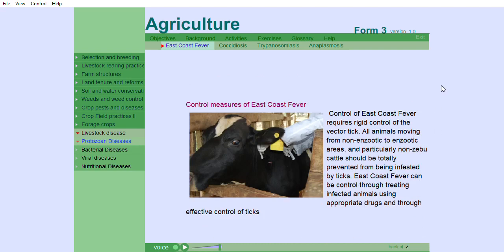Control measures of East Coast fever. Control of East Coast fever requires rigid control of the vector tick. All animals moving from non-exotic to exotic areas, and particularly non-zebu cattle, should be totally prevented from being infested by ticks. East Coast fever can be controlled through treating infected animals using appropriate drugs and through effective control of ticks.